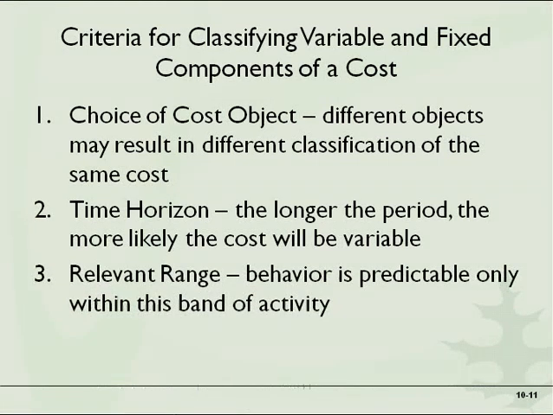Okay, and relevant range is the idea that we can predict behavior only within some band of activity. Maybe that is plant cost for the next year, plant cost for the next month. But we're not considering large variations such as building a new plant, which maybe would take a whole year, and then of course our cost structure could change sizably.